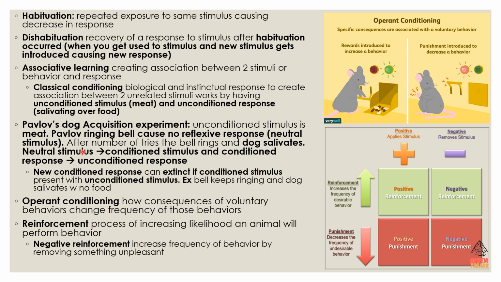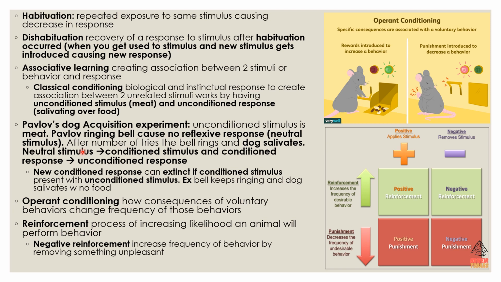Next, we have one of the most famous and significant experiments done. If you've never heard of it, maybe you watched The Office and saw Jim's prank on Dwight. It's Pavlov's dog acquisition experiment. This experiment starts with an unconditioned stimulus, for instance the meat, and then Pavlov rings a bell, causing no reflexive response. So there's a neutral response, right? It wants the dog to react to the bell, but because it didn't get used to it yet, there is no response. It's a neutral stimulus.